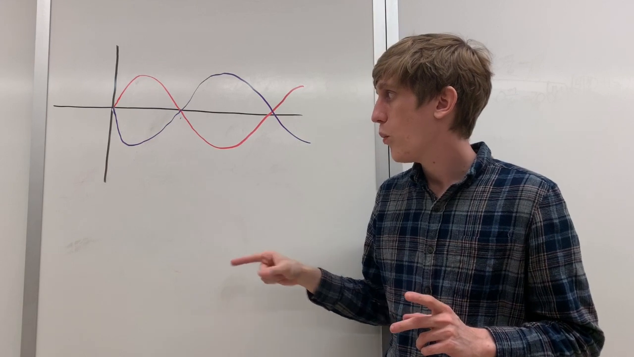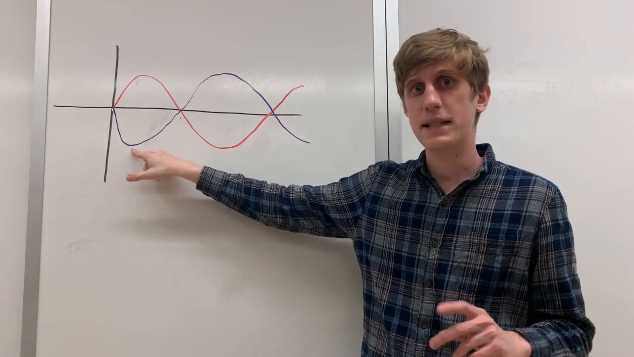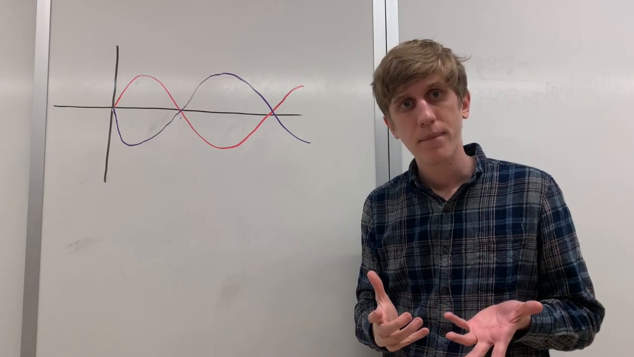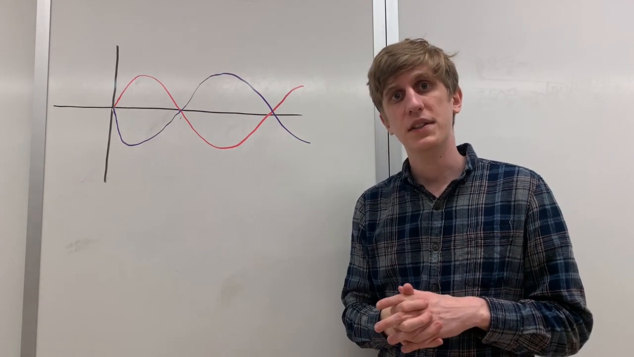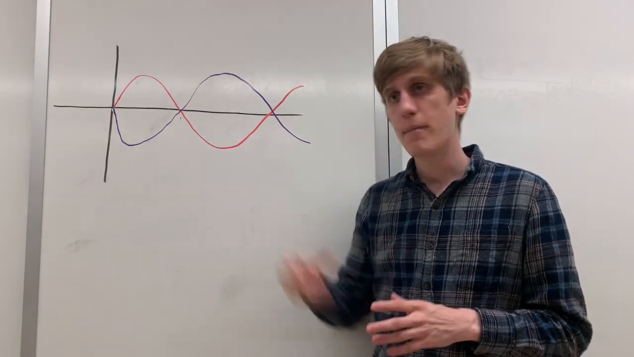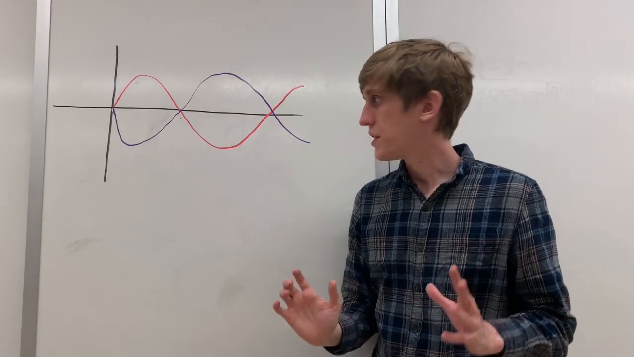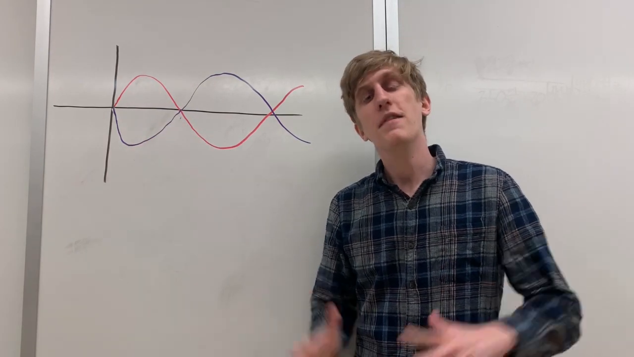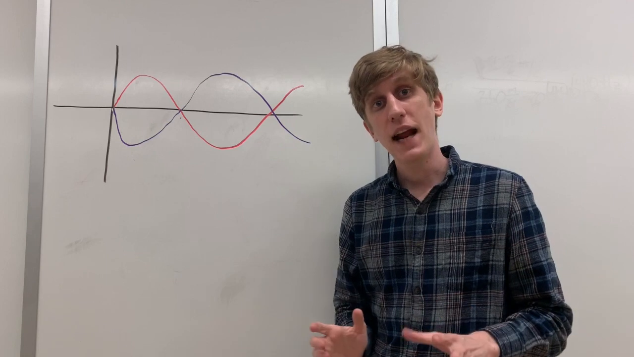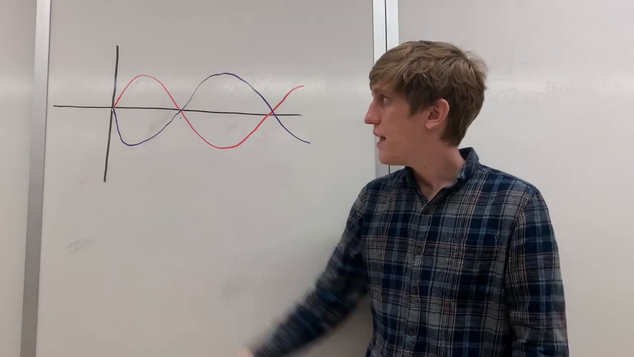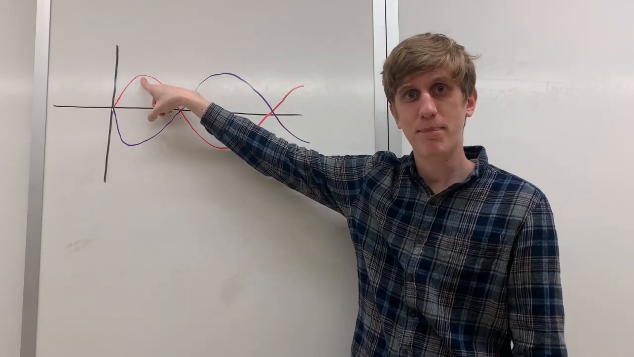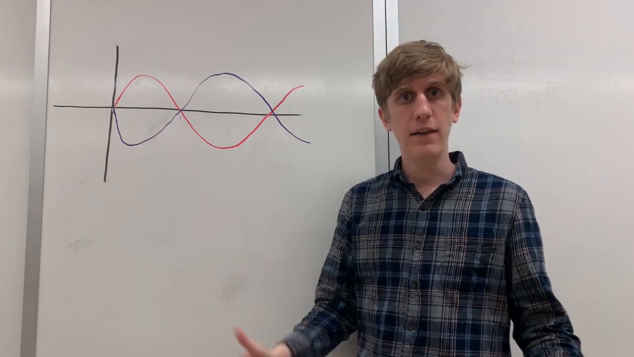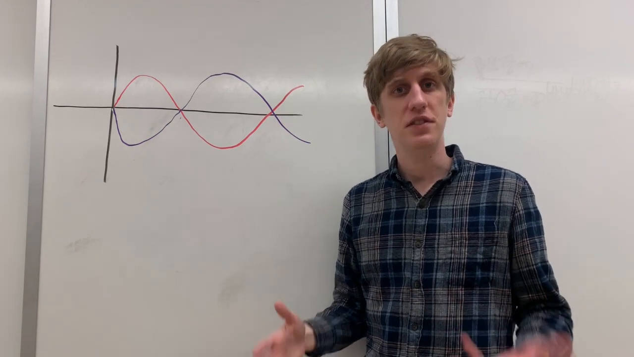Looking at this example, we can see that when the purple wave is at its minimum, the red wave is at its maximum, and vice versa. If the amplitudes of these waves are the same, but the red wave is positive while the purple wave is negative, then they just cancel out. For example, if the amplitude was 5, then this wave would be positive 5 at its peak, and this wave would be negative 5 at its trough. 5 plus negative 5 is just 0.